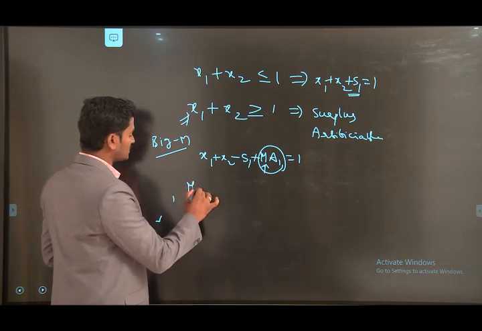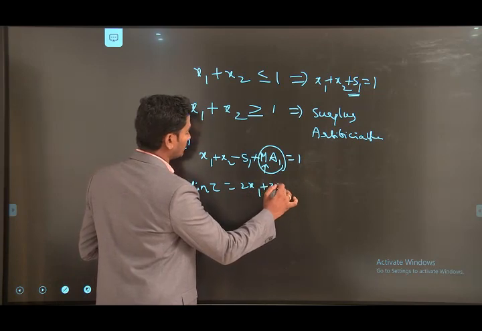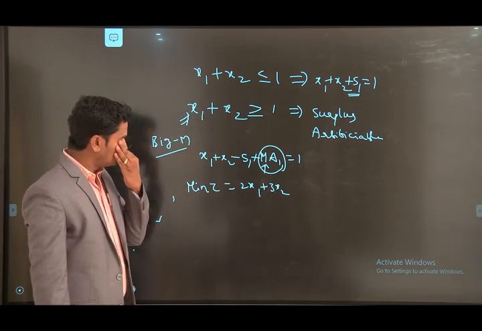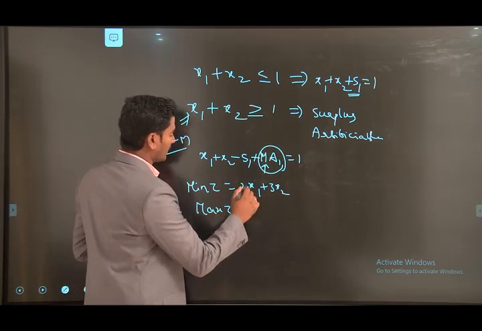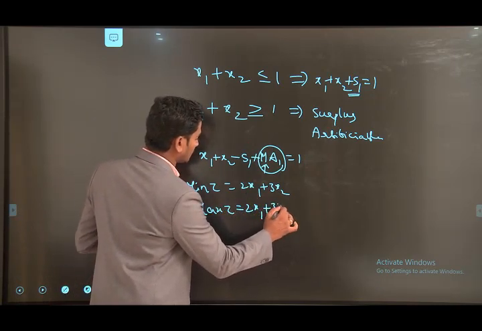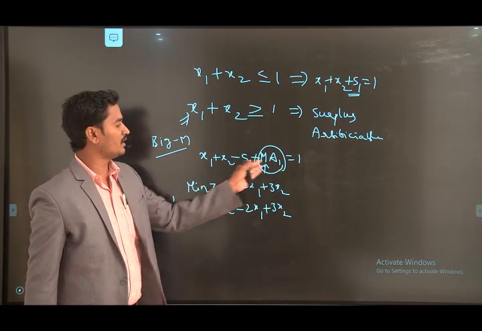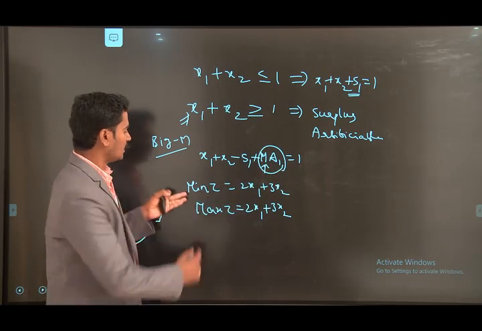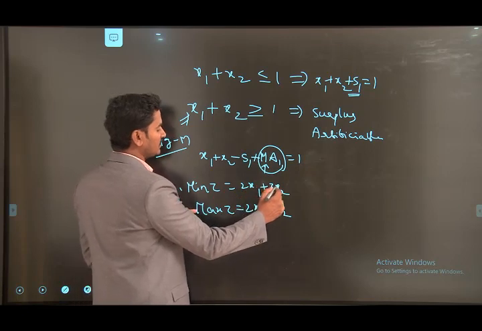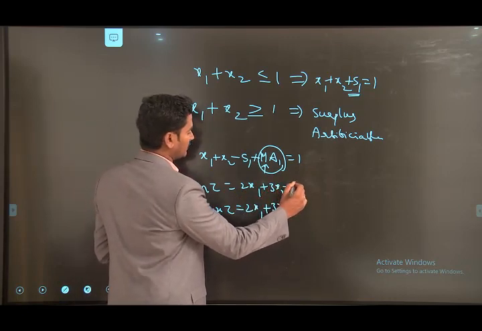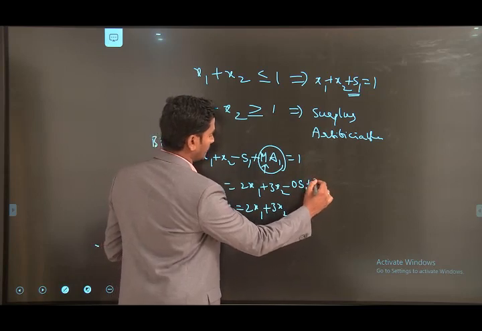If the objective function is a minimization type, we take the positive M. If the objective function is a maximization, we take the minus. For example, here we have minus S1 plus M A1. We are converting inequality into equality. Now we are going to draw the objective function: minimize Z is equal to x1 plus 3x2 plus 0 S1 plus M A1.